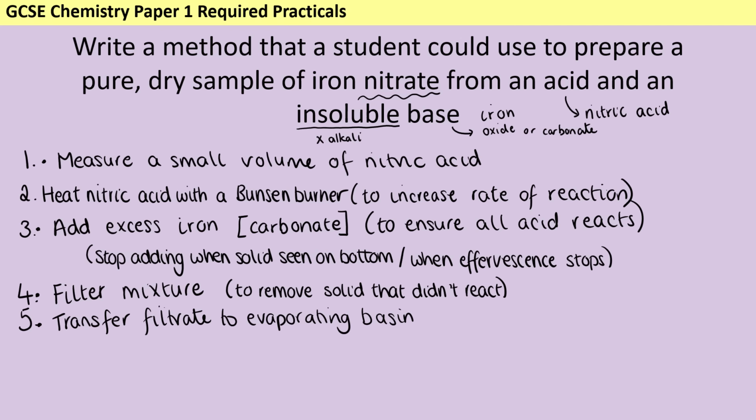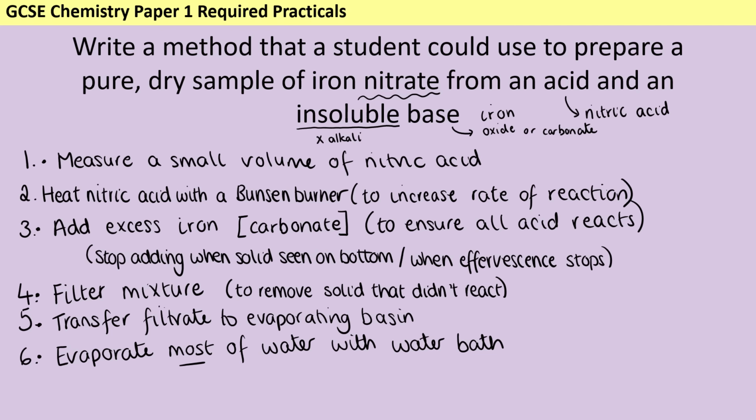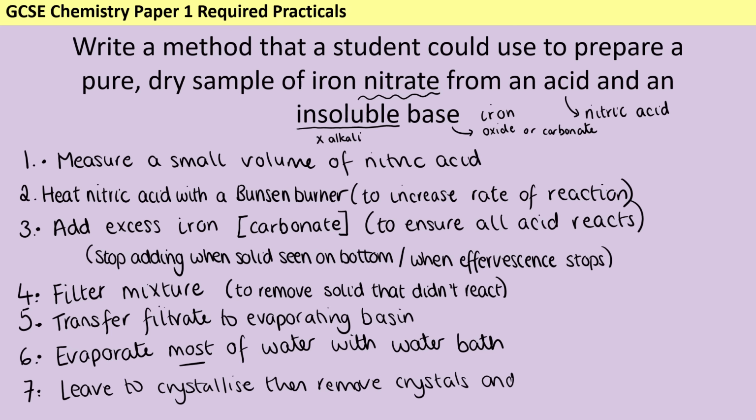Then we're going to transfer this filtrate to an evaporating basin where it can be very gently warmed until most of the water has evaporated. It's really important at this point that you're not saying that you would do this with a Bunsen burner, because a Bunsen burner is too vigorous of a heat. Finally, we're going to leave this to crystallise and then remove the crystals and dry them.